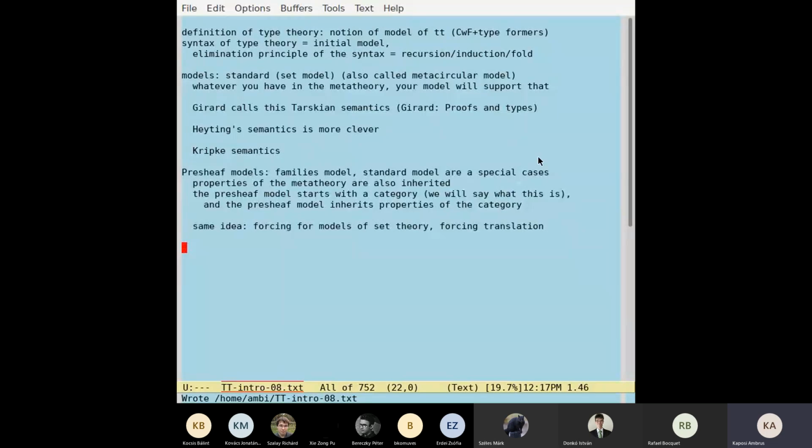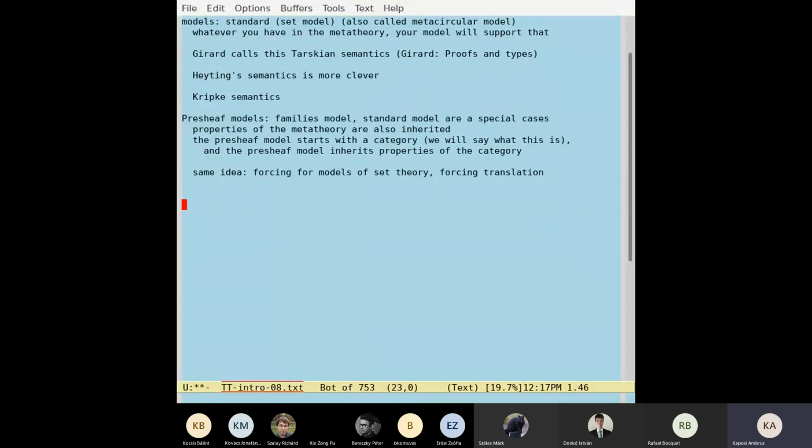Okay, so what is the formal definition? I will say what the formal definition is, and then we look at how we obtain the standard and the family models.